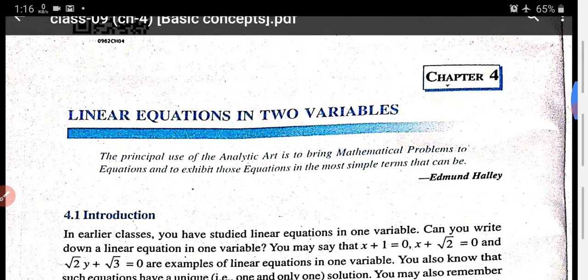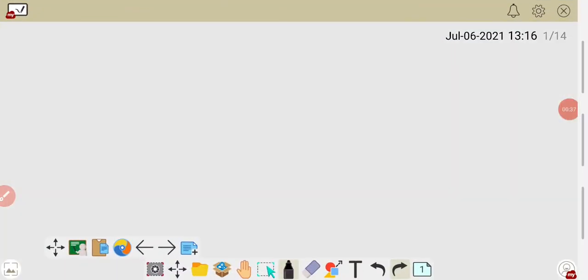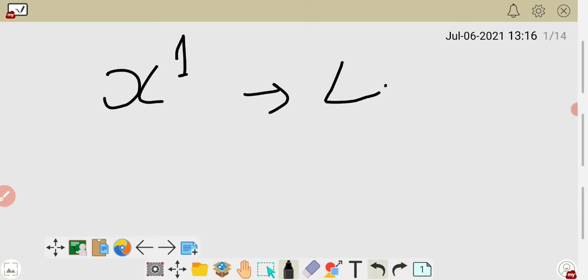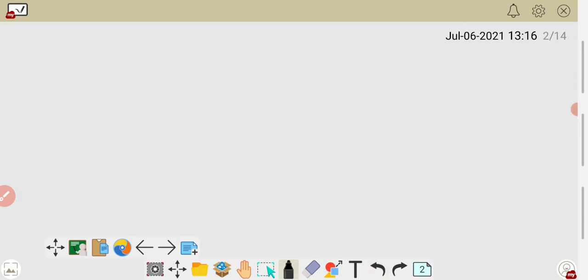So your chapter name is linear equation in two variables. What is the meaning of linear? In chapter number 6, you studied quadratic polynomials. If their highest degree is 1, they are known as linear. If the highest degree is 2, they are known as quadratic, and if the highest degree is 3, they are known as cubic. So the equation in which the highest degree is 1 is known as a linear equation.